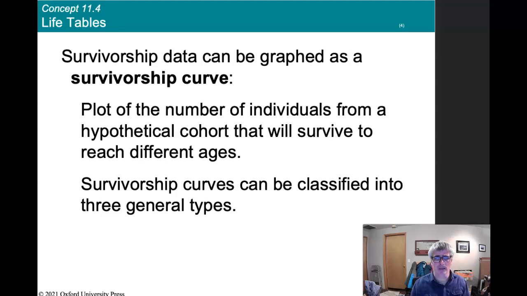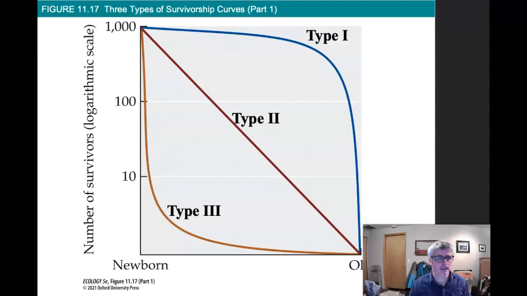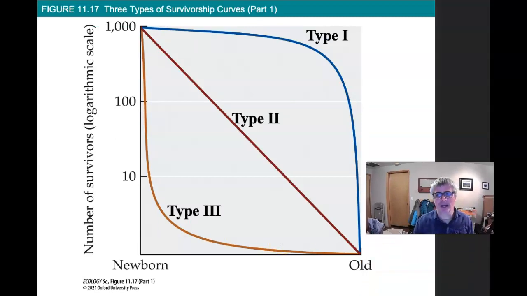Survivorship data can be graphed in a survivorship curve. Plot the number of individuals from a hypothetical cohort that will survive to different ages. Survivorship curves can be classified by three general types. We'll look at this three different ways, and there's three types. So when we talk about survivorship curves, there's type 1, 2, and 3.